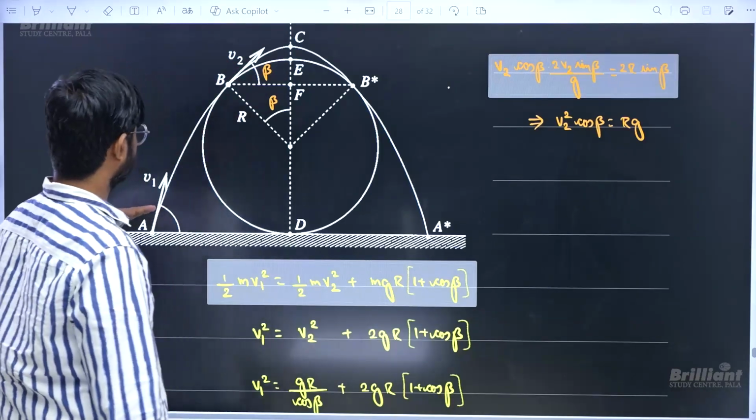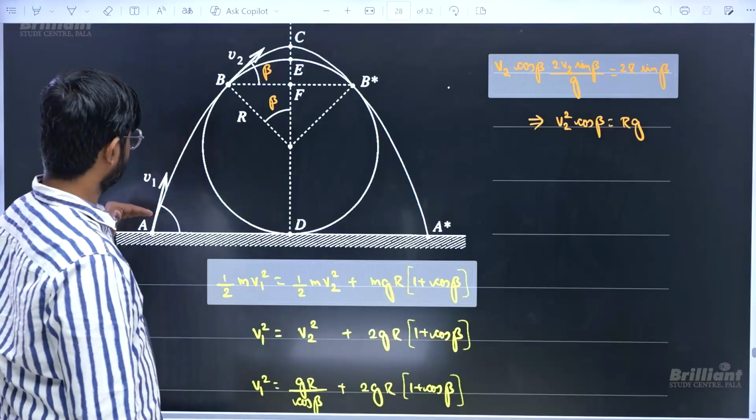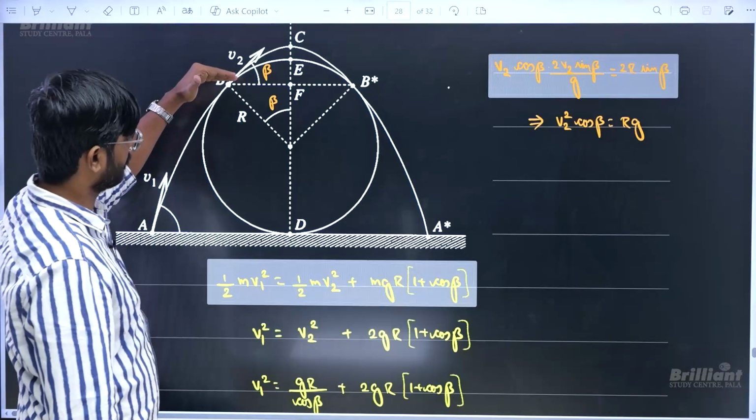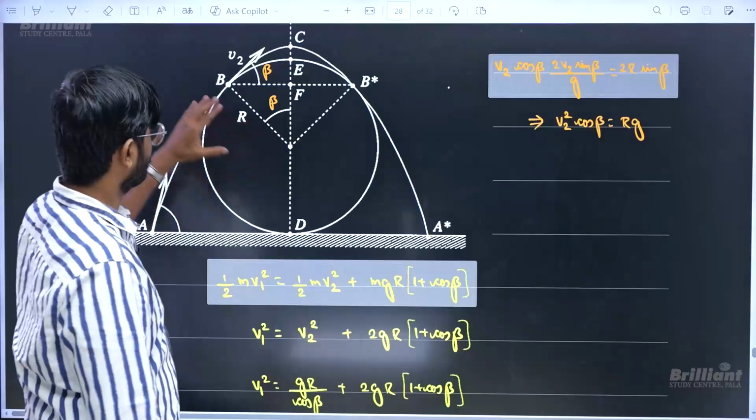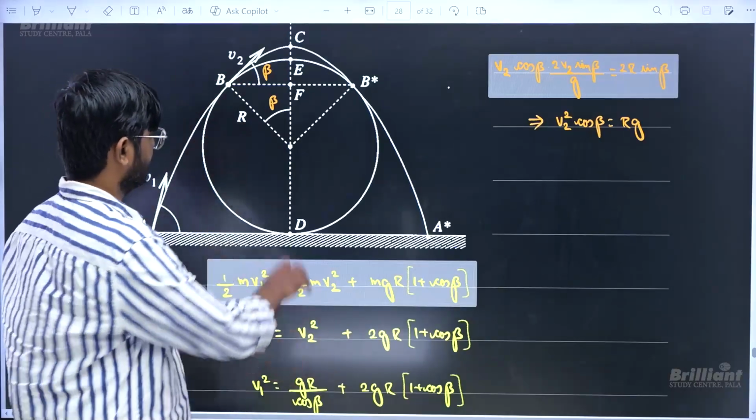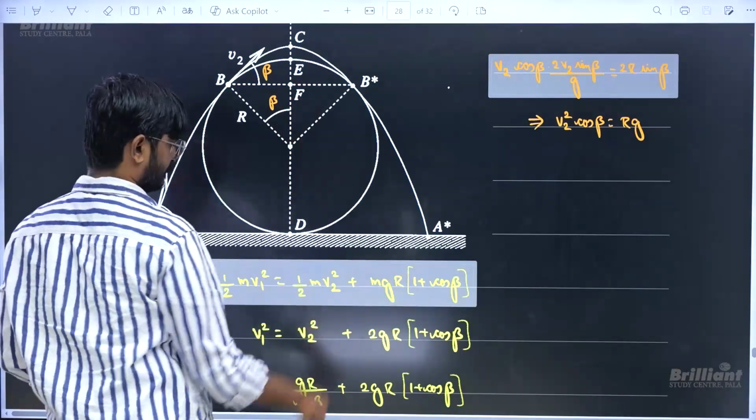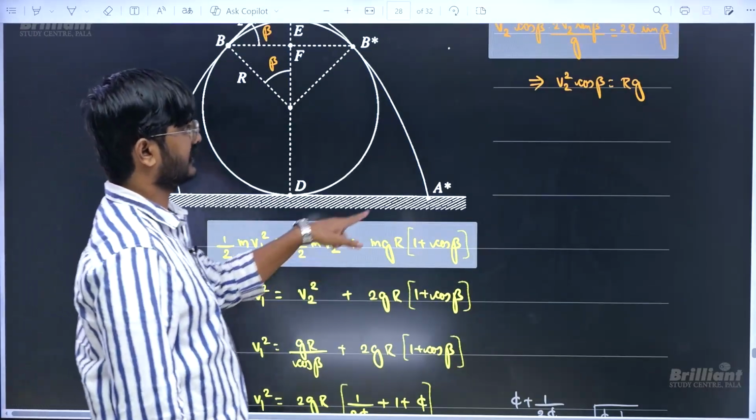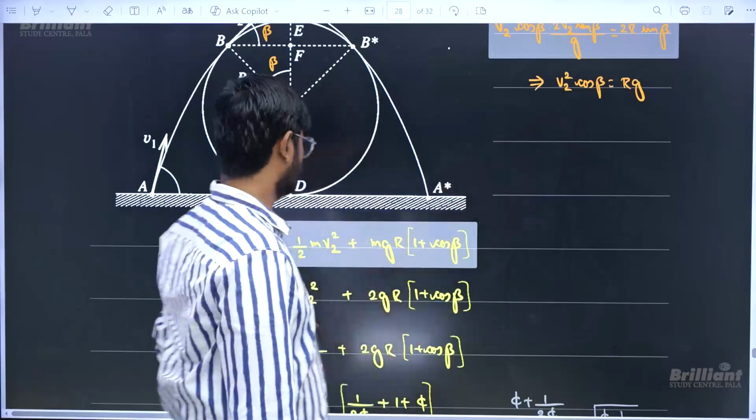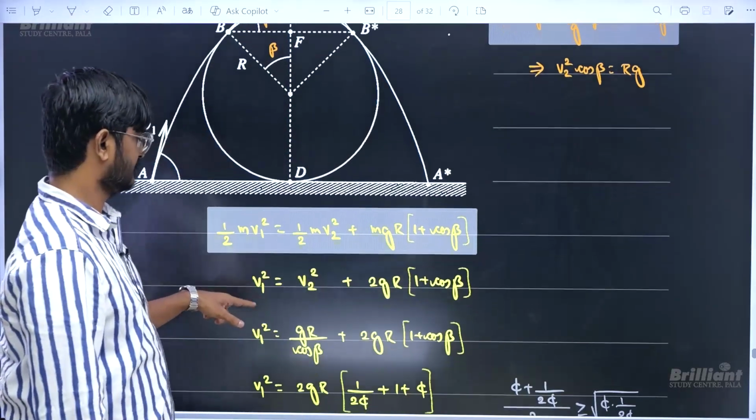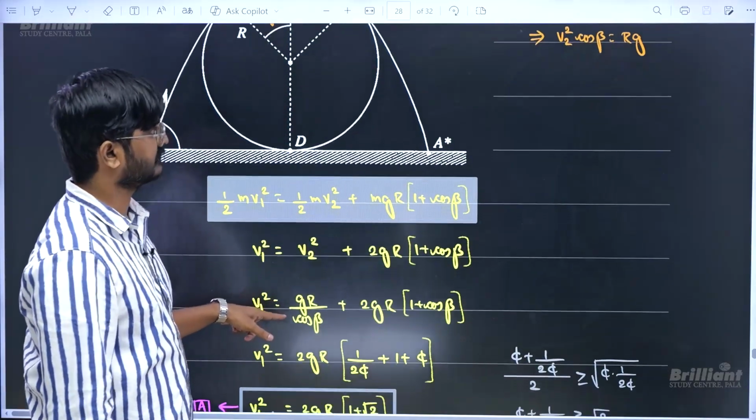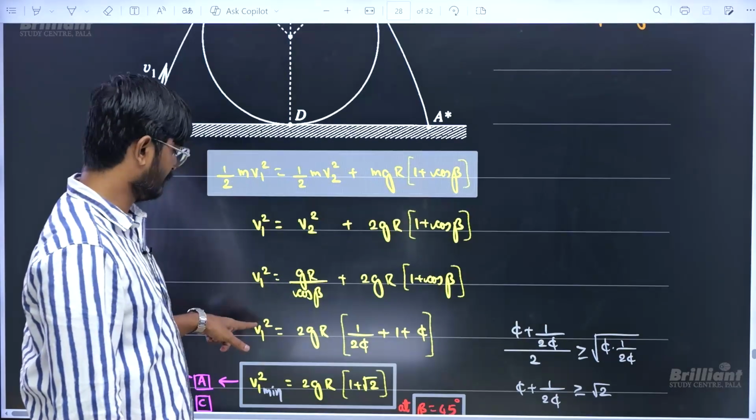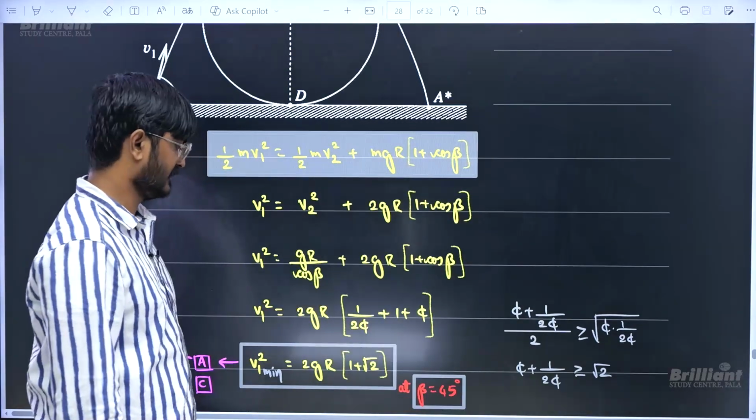Now you can use energy conservation from here to here. Initial kinetic energy equals potential energy here plus kinetic energy here. In order to calculate potential energy here, it is r plus r cos beta. Now v2 square in terms of cos beta you can substitute it back. Then you will be seeing v1 square as a function of cos beta.